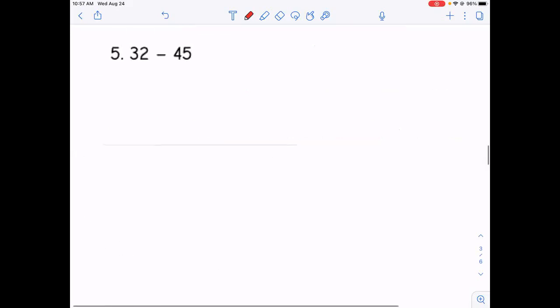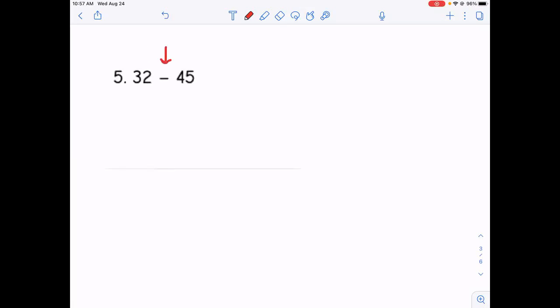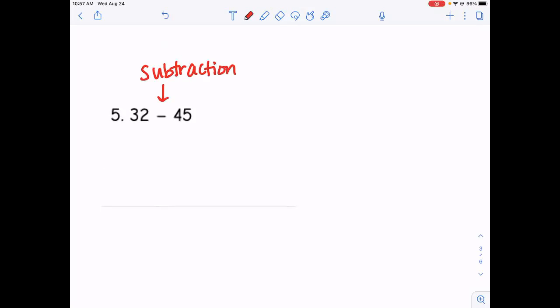Now let's look at that example right below, that number 5, I think it is. We have 32 minus 45. So since we have a subtraction problem, we are going to change it to an addition problem. So we are going to keep, change, change. So we're keeping 32. We're changing to addition, and we're changing 45 to be negative instead of positive. Keep the sign, change the sign, change the sign.